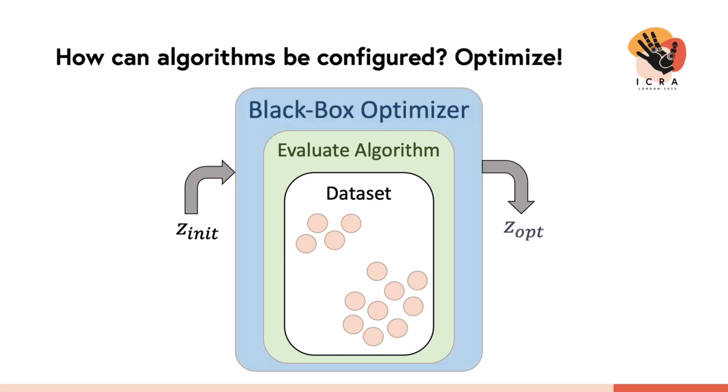Once we have an evaluation function, we can repeatedly call it from a black box optimizer and get an optimized vector z-opt. Black box optimization methods can optimize functions without access to the gradients. These typically include Bayesian optimization and evolutionary strategies.